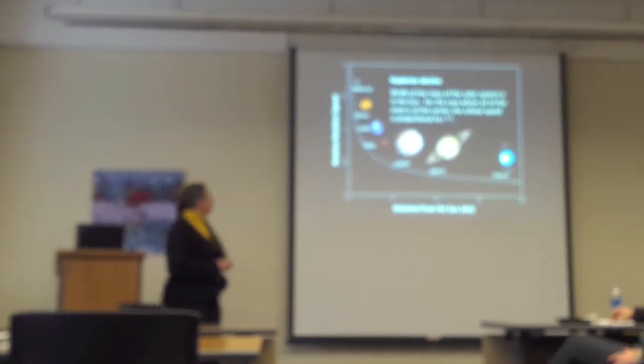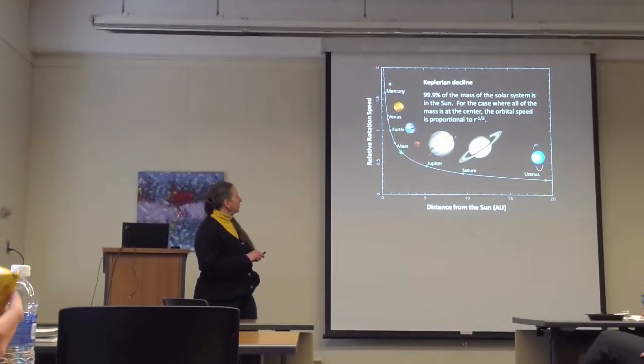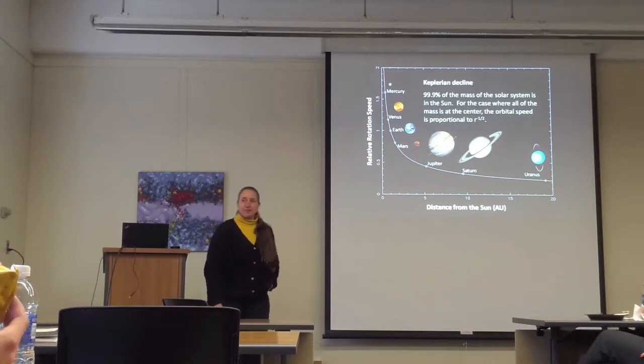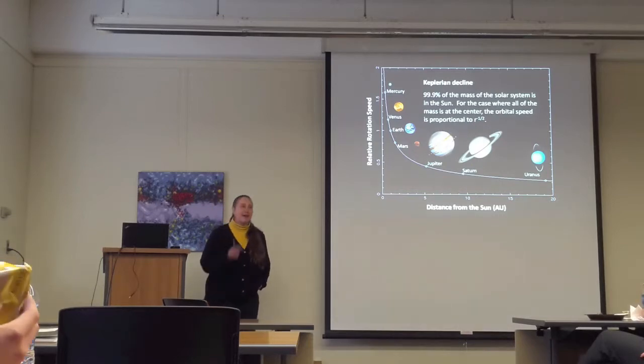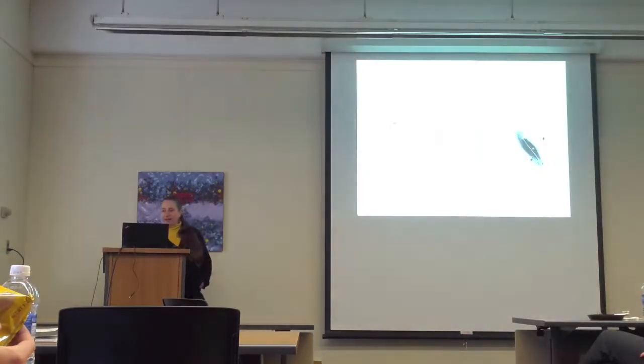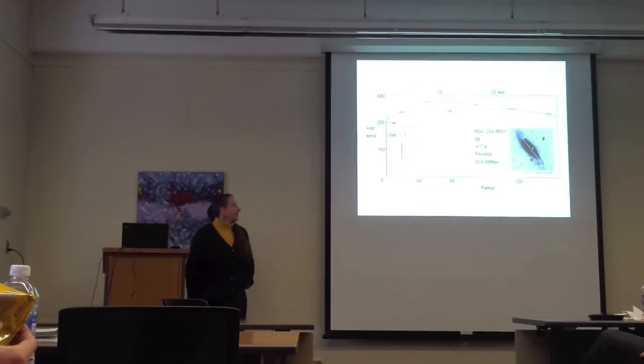So dark matter. If you look at the solar system, pretty much all of the mass is at the sun in the solar system. And if you look at the speed that planets are going around the sun, as they go farther out, they're slower, and it falls off as 1 over the square root of r. That's what we call a Keplerian decline. That's what we expect if all the mass is at the center. Now, this is not what we see in galaxies.